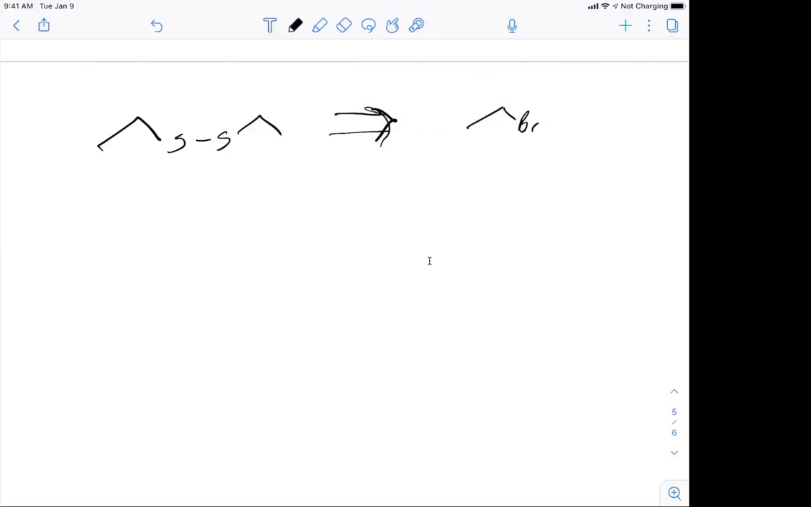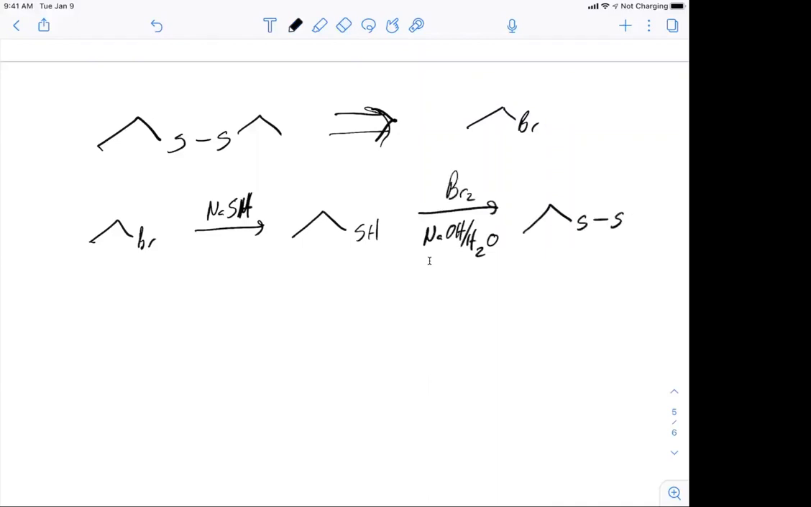Okay, this one's pretty straightforward. The trick on this one is we're using two of those bromides. But if we add sodium thiolate, that's going to give us this. And then if we take two of those, and we don't have to say two, but it would be nice if we took two, and we take bromine, sodium hydroxide with water, not hydrogen peroxide. The bromine is our oxidant. That's going to give us the disulfide.